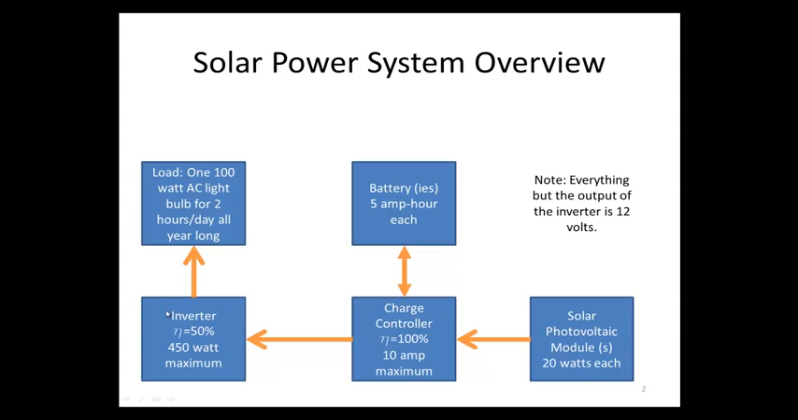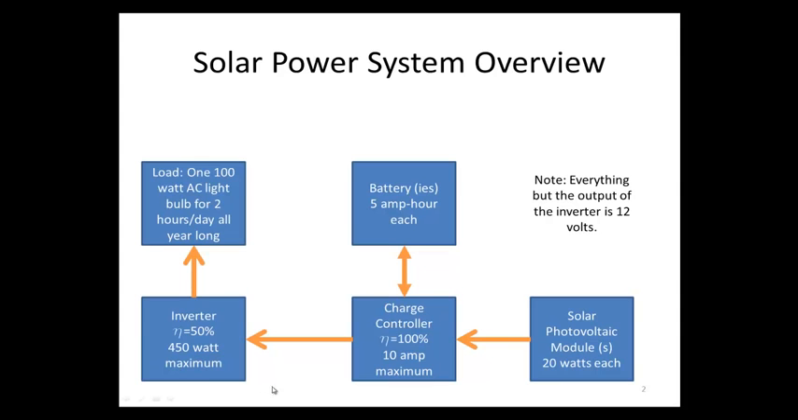Then we have an inverter. So what an inverter does is it takes DC electricity and converts it to AC electricity. And it loses some electricity along the way. So we're going to assume that our efficiency is 50%. Efficiency a lot of times is labeled with a Greek letter called eta, which is right here. So whenever you see eta, think efficiency. And our inverter has a maximum power rating of 450 watts. So we'll have to take that into account.